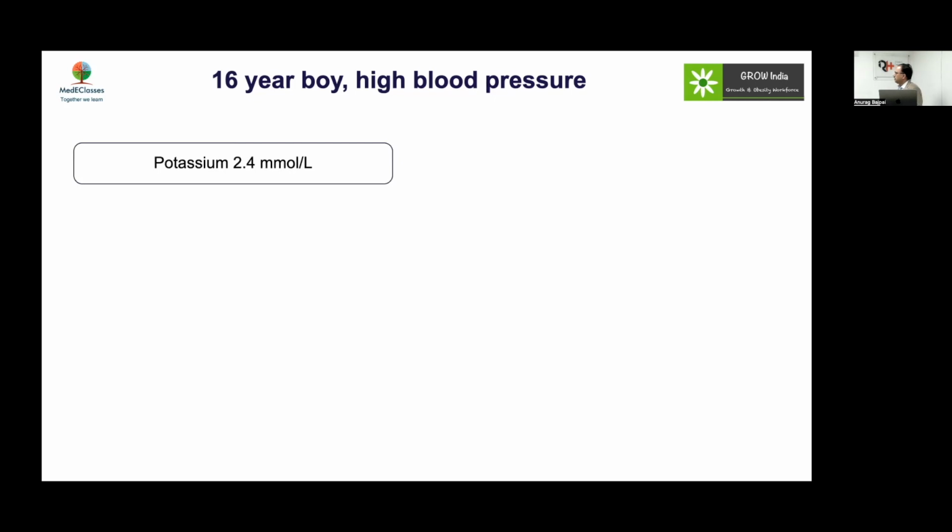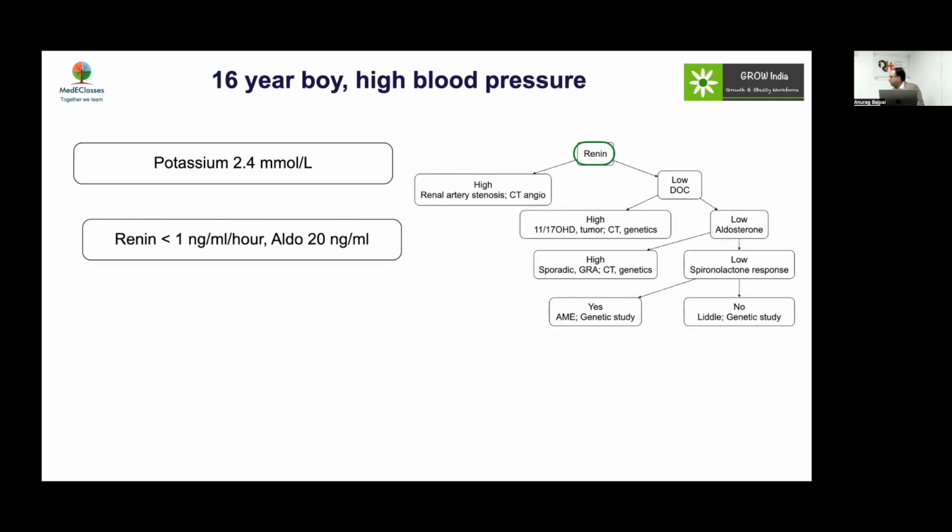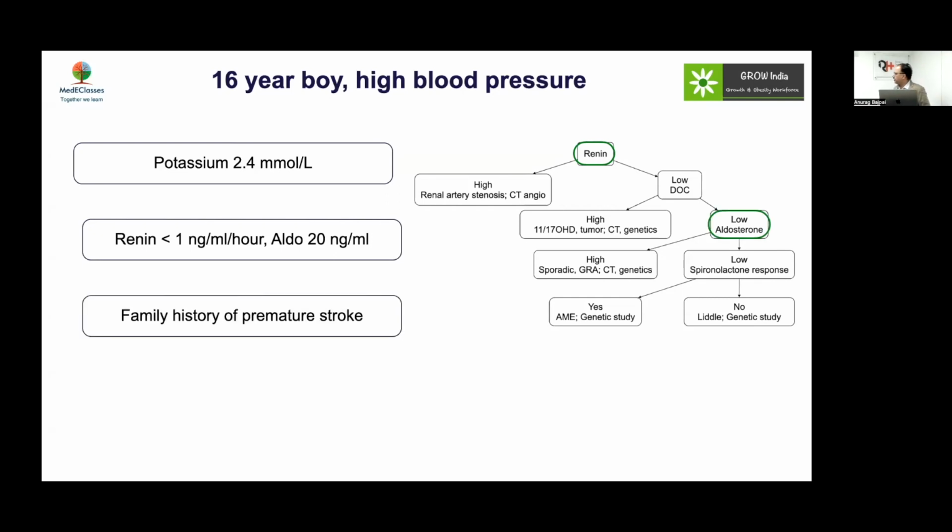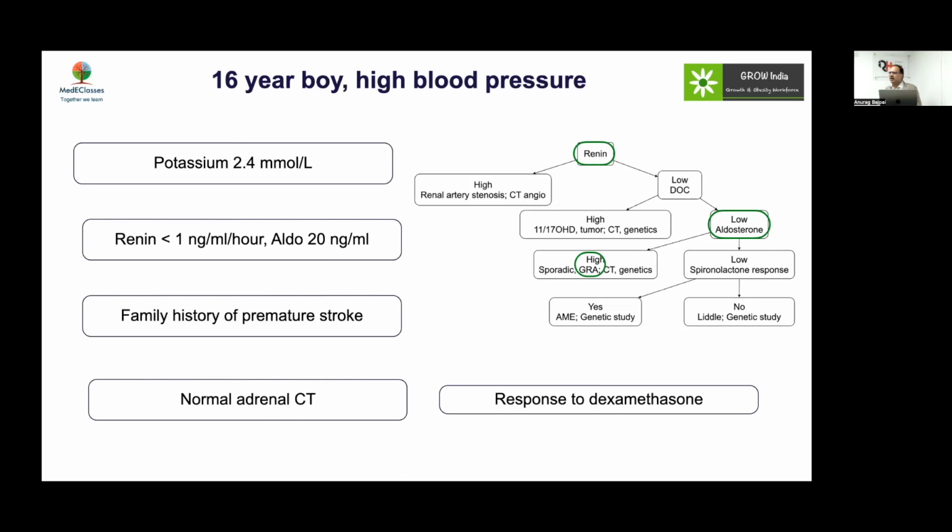Old boy with high blood pressure, potassium was 2.4, renin was low and aldosterone level was high. So this is actually primary hyperaldosteronism in a 16-year-old boy with hypokalemia. So we are thinking of something else. So we'll ask for the family history. There was a family history of premature stroke in multiple family members, and the workup showed a normal adrenal CT scan. So what are we thinking about, Dr. Dhwani? We are thinking of glucocorticoid. So we are thinking of a glucocorticoid-responsive form: older age of onset, family history, hypokalemia, and detectable aldosterone. The genetic diagnosis confirmed that, and we started steroids, with which there was improvement.